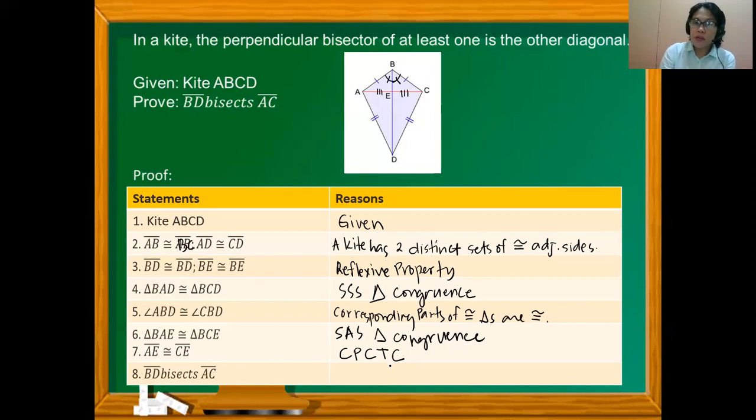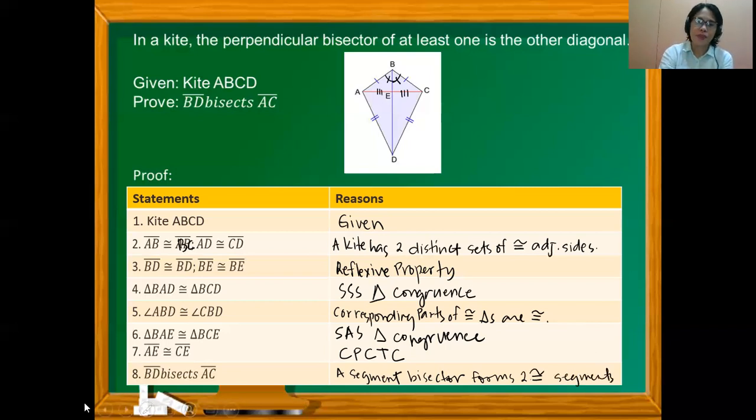Now, DB bisects AC. Since the two sides are equal and AE plus CE equals AC, so really we can say that DB bisects AC. And this is about a segment bisector forms two congruent segments.